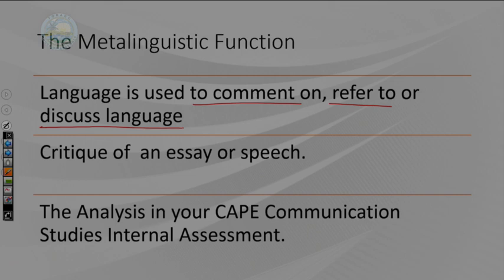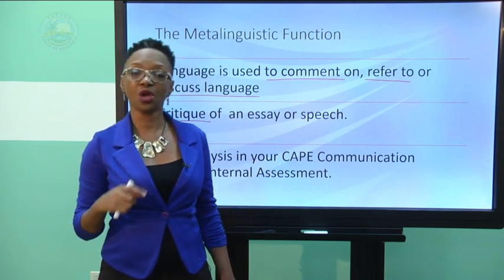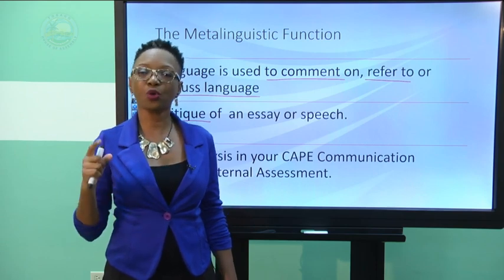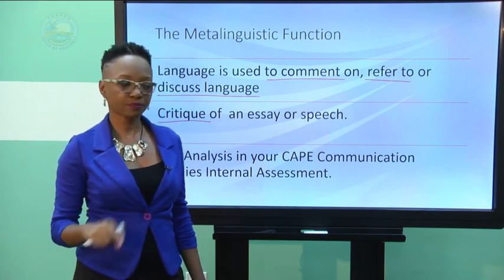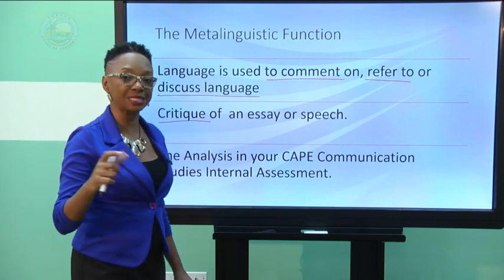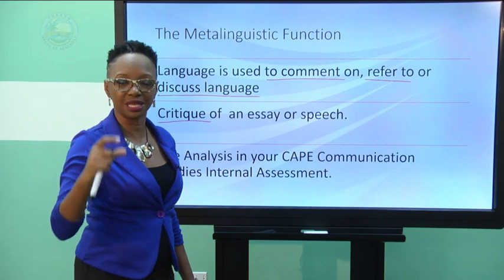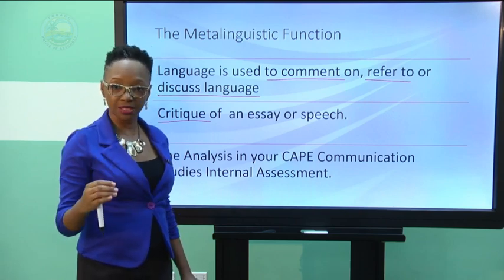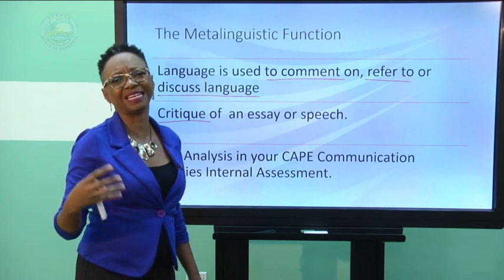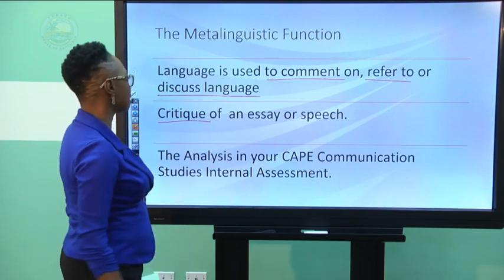Here we're looking at a critique of an essay or a speech. This is a very critical type of function. And when we say critical, I think too often within our own society, when we hear criticism or critical, we always see it in a negative light. But a critique, or when you are criticizing something, is not always negative. The word critique really asks for a breakdown of this information. What are the respective parts and how are they structured? You're looking at an analysis. So you're analyzing language. This is the metalinguistic function.